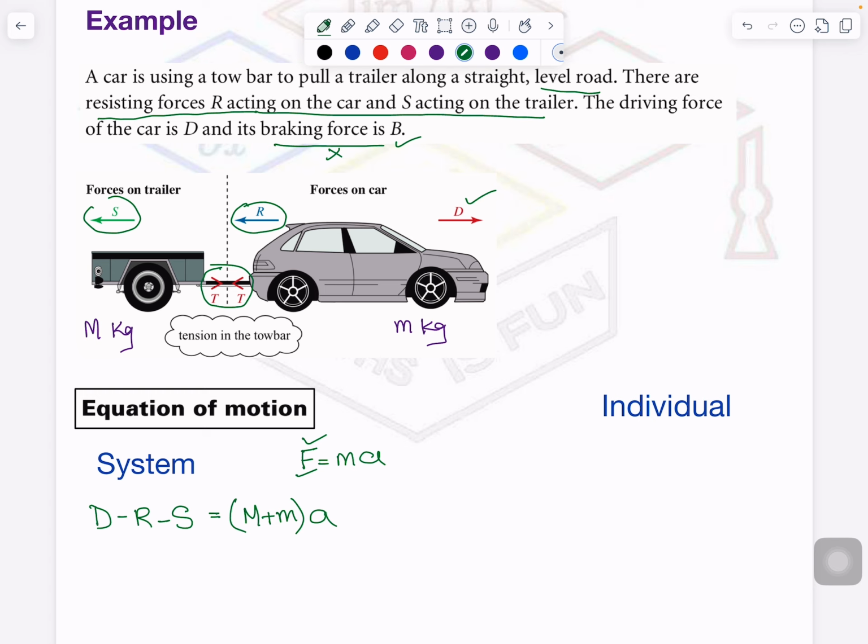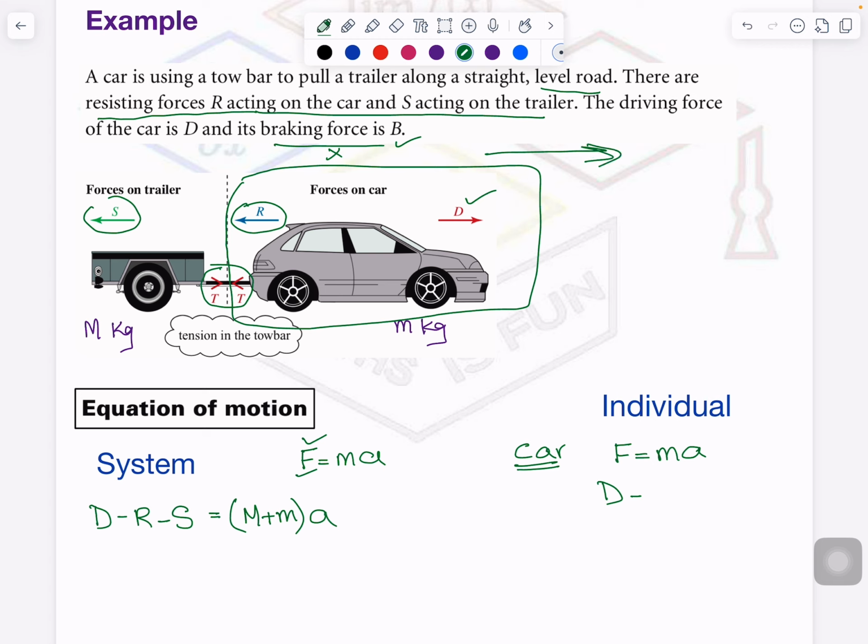Let's write it separately for the car and for the trailer. So for the car, what will it be? Now you will consider only this part, okay? Only this part. According to Newton's second law of motion, the resultant force will be D minus R minus T. Why am I doing D minus? Because I am considering here that the car is moving in this direction. So that's why I'm taking that this force is larger compared to the resisting forces, right? D minus R minus T equals ma. So this will be my equation of motion for the car.